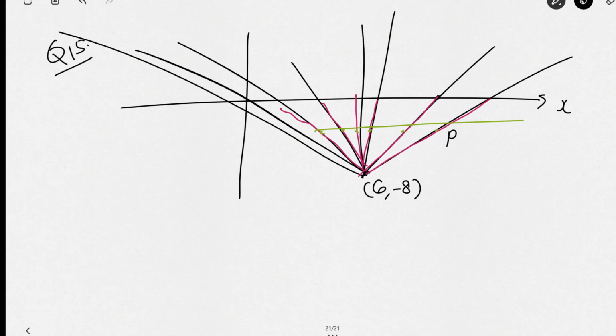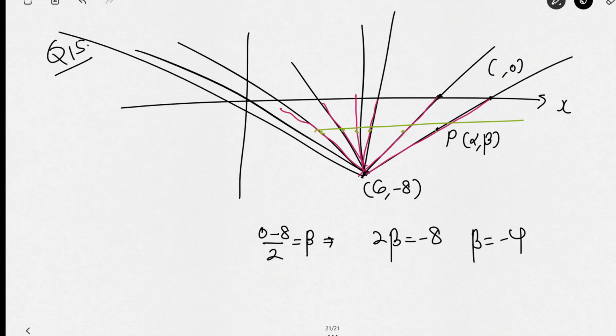Obviously this P point, we have to take alpha and beta, right? And on the x-axis, the value of y is 0. So it doesn't matter what is the x coordinate, y will always be 0, right? And if this is the midpoint, obviously (0 minus 8) over 2, the average of these 2 points is equal to beta, right? So 2 beta is negative 8, or beta is negative 4.